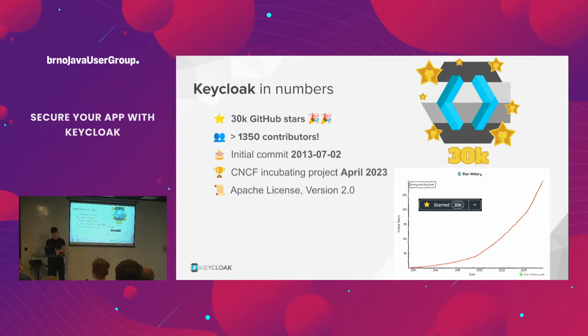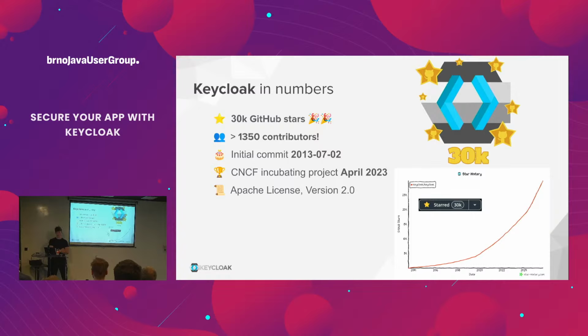Yeah. So it would be nice to talk about Keycloak in numbers, because yesterday we exceeded 30,000 GitHub stars. So with our Brno team, we celebrated it yesterday in the pub. It was quite a nice celebration, let's say. We have more than 1,300 contributors, so I think it's quite a lot for a project like that. And as you can see, the popularity of the stars history, right?